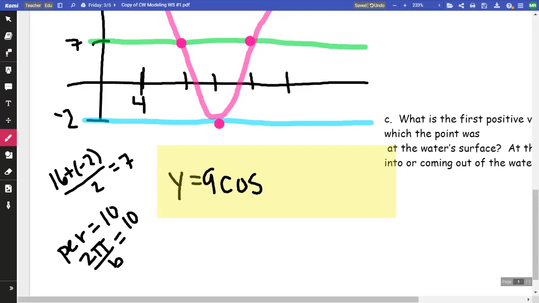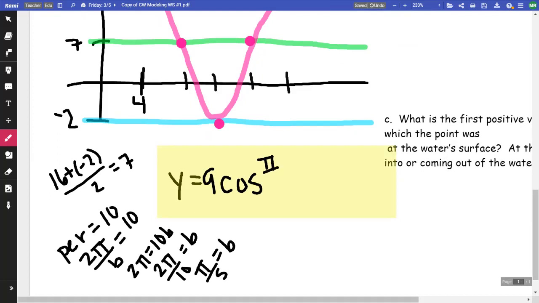I cross multiply: 2 pi equals 10b. Divide by 10 to get my b by itself, I get 2 pi over 10 equals b. So I get basically, sorry, pi over 5 is b. So that's going to be my b that goes right here.